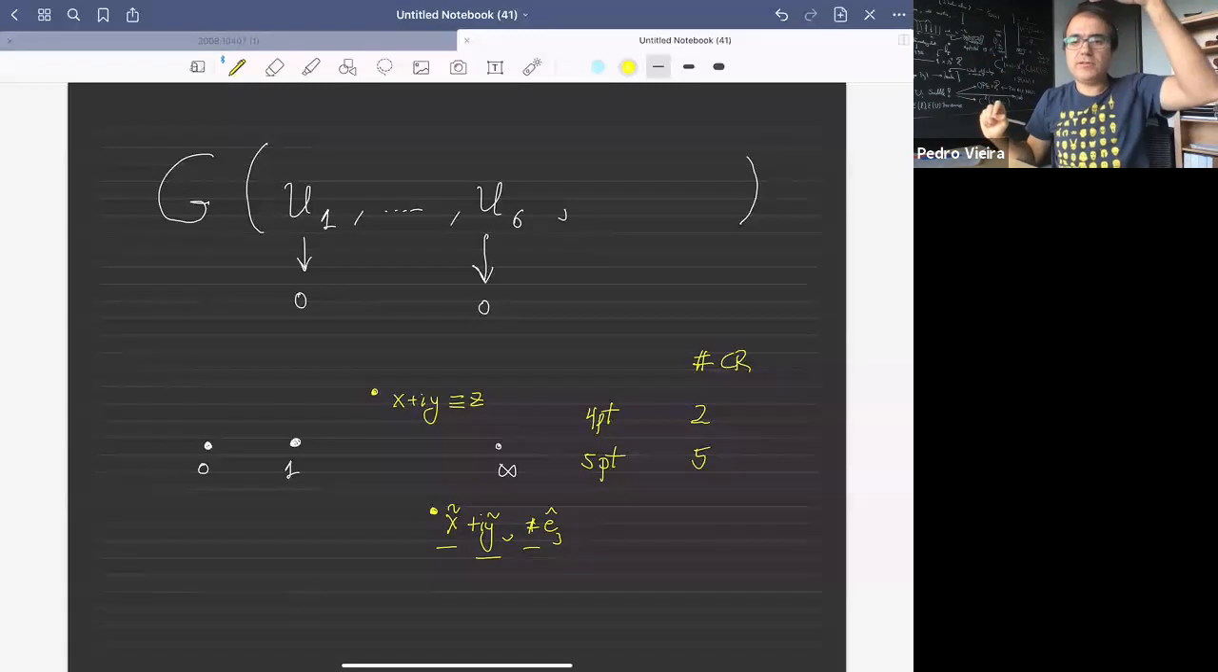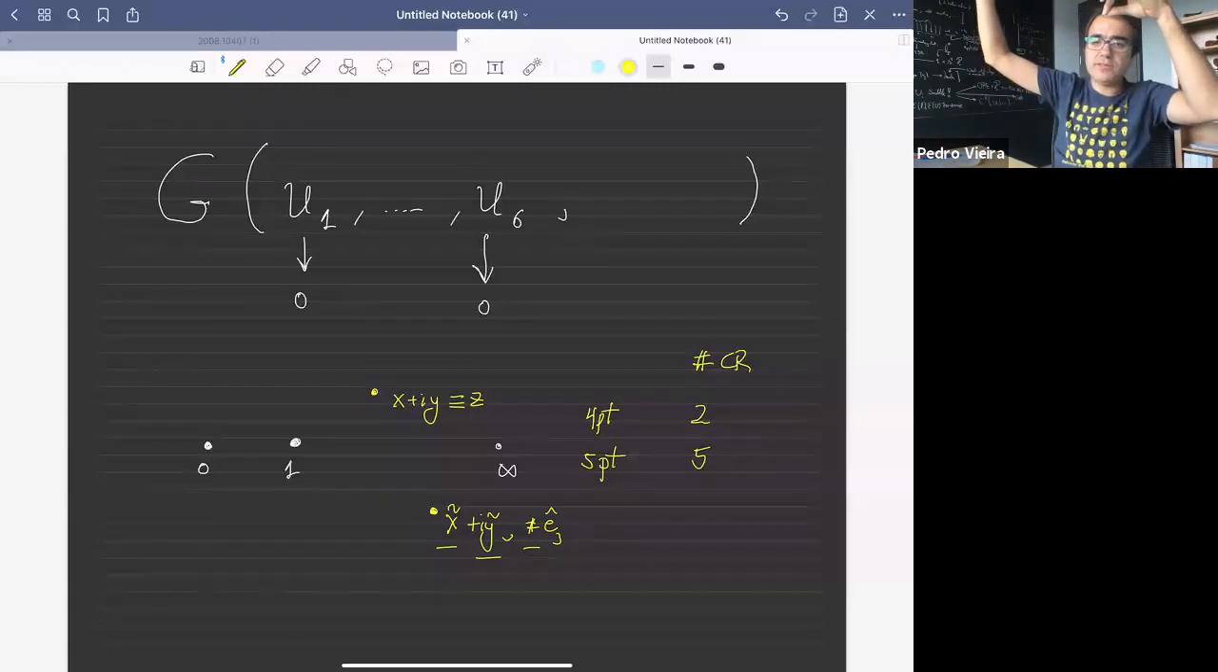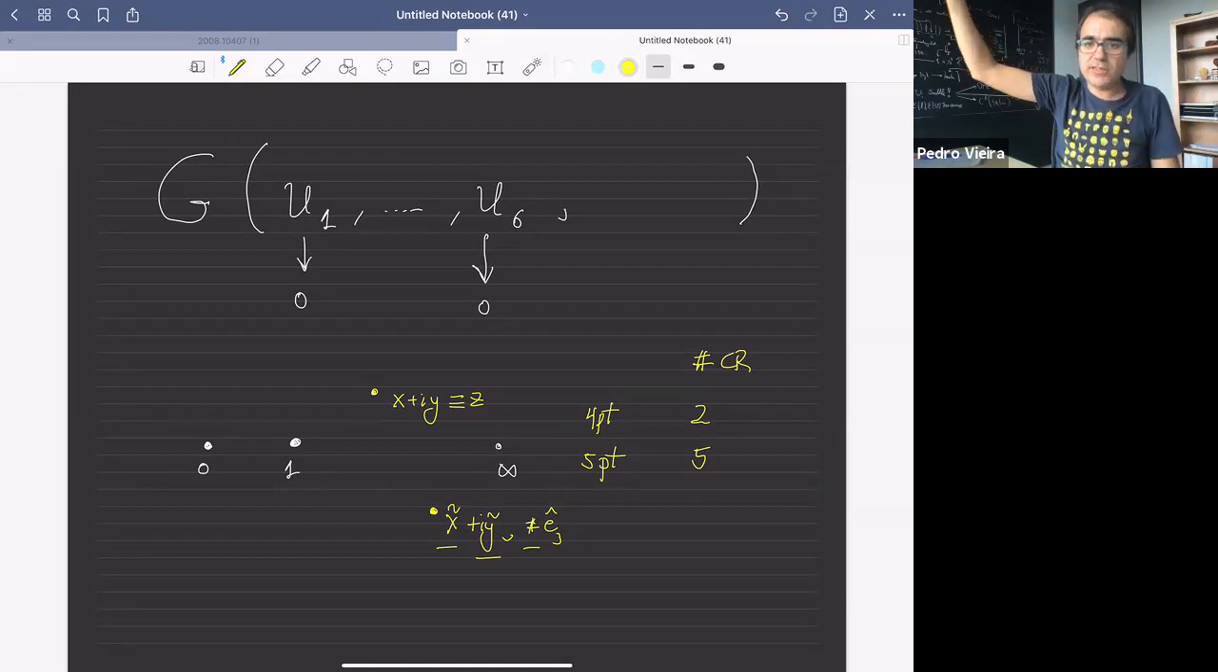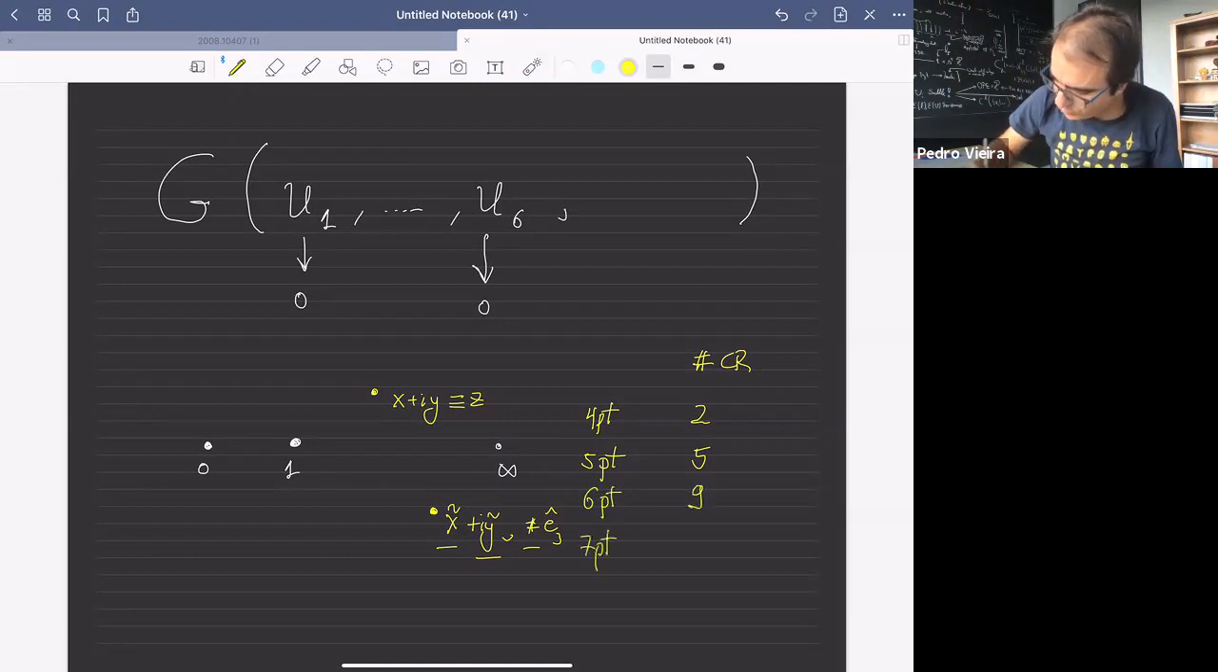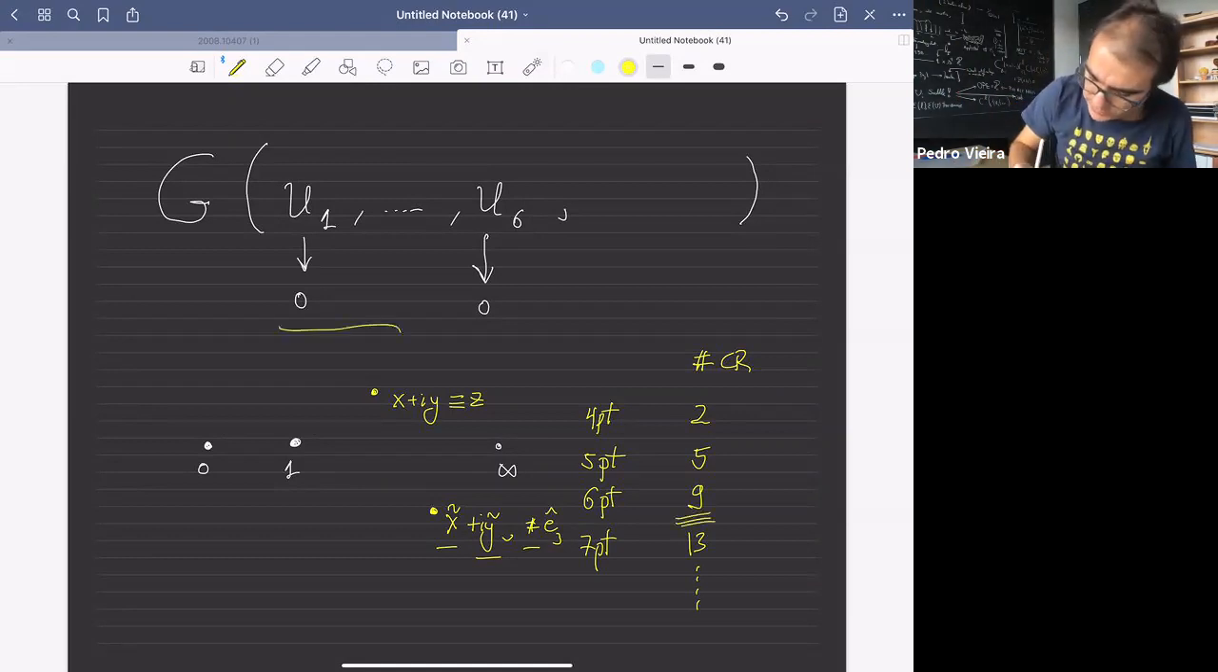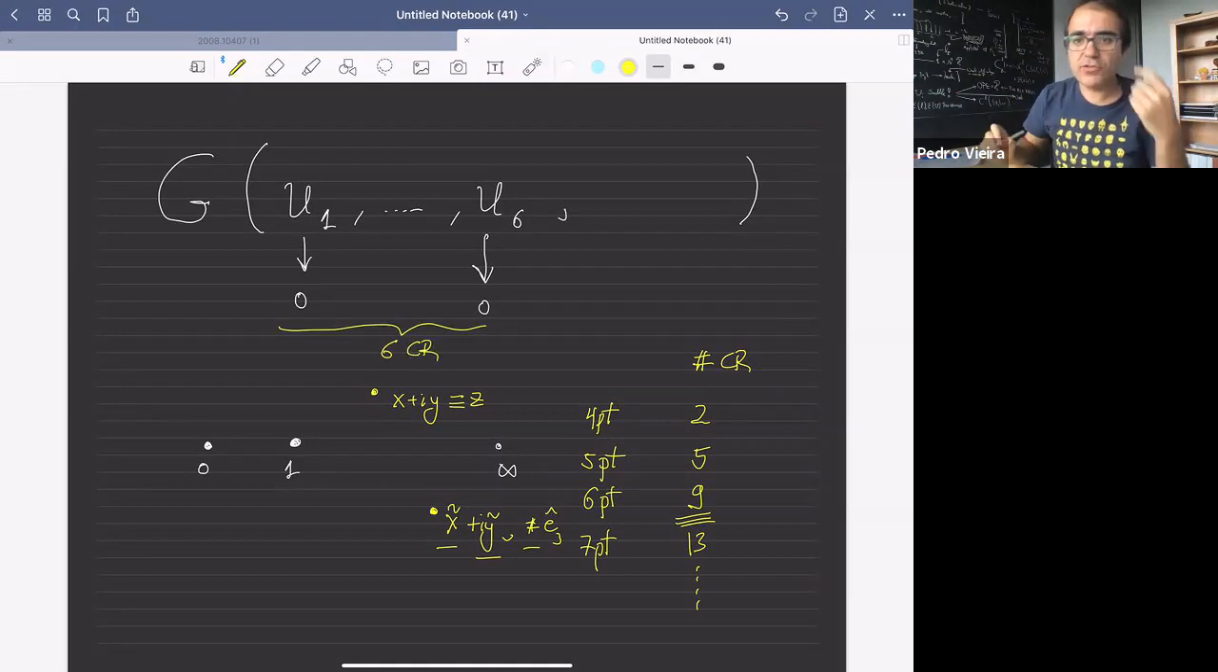And then what about 6 points? Well, 6 points, I have a new point and I already used all the symmetries, so I cannot use anything more. So a new point has 4 more coordinates. So for 6 points, I have 9 cross ratios. And then 7 points, I have a new point, so 4 more, so 13 cross ratios and so on. Right, starting at 4, it jumps by 4. And so we have 9 cross ratios. And here we have 6 cross ratios. And so there are 3 cross ratios that remain that are finite.